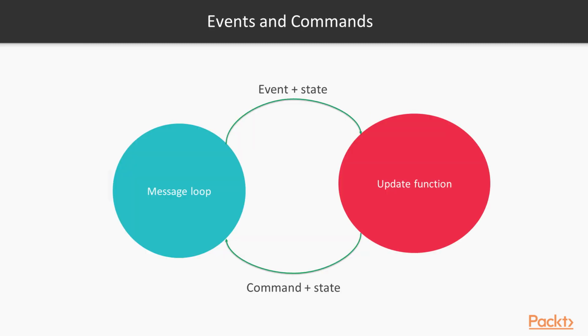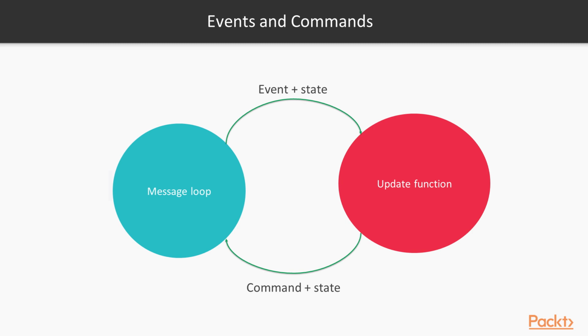Don't worry. If you look at the association between events and commands, we have the message loop that runs as a program, and our message loop basically generates events based on the UI interaction, and it sends the current state. And our update function processes these event and state and generates a command and the state to the message loop.